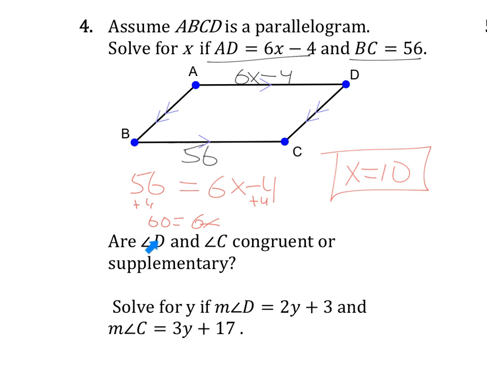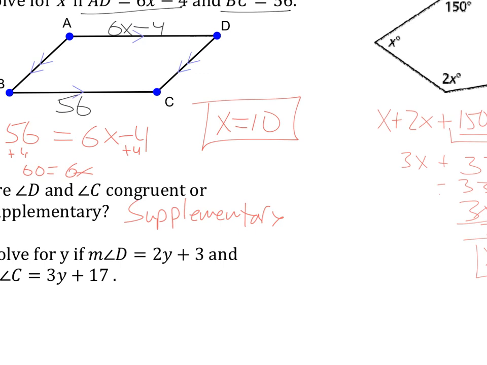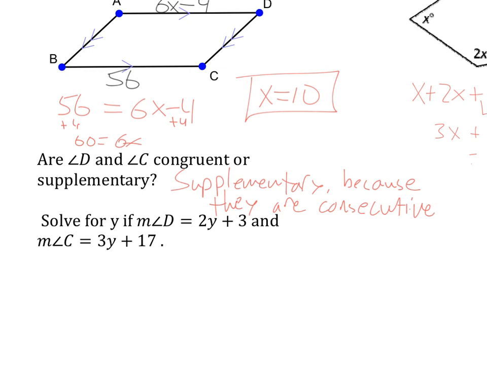We can do that. So the question is, are D and C congruent or supplementary? Well, these are consecutive angles, not opposite angles. So these are supplementary, and that is because they're consecutive. They're supplementary. Okay. And that's because they're consecutive. So what about C and D here, if we give you some expressions for those? Now, not a bad idea to write these in.